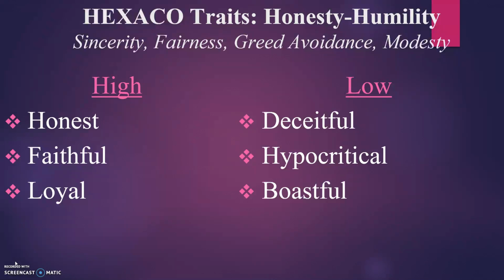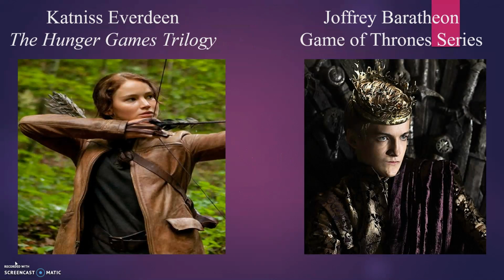So the last trait that is only found within the Hexaco model is honesty and humility. Some terms to describe this trait. On the high end, we have Katniss Everdeen, and then on the low end, we have Joffrey Baratheon.